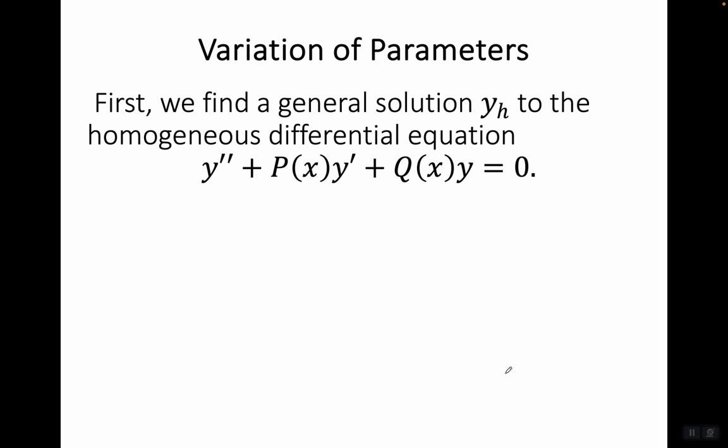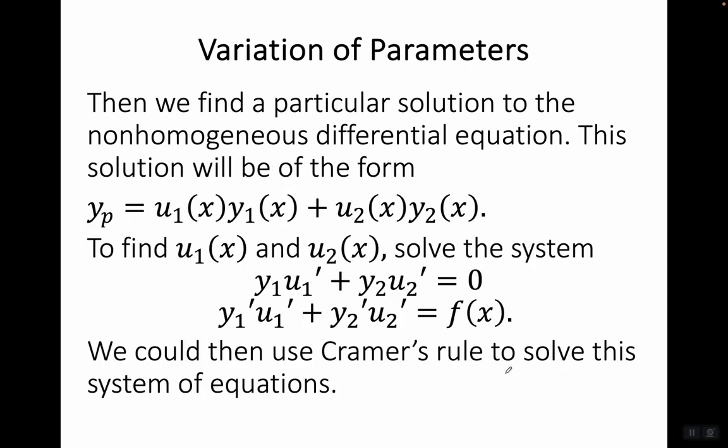First, we find a general solution y_h to the homogeneous differential equation y'' + p(x)y' + q(x)y = 0. We've done this before. Then we find a particular solution to the non-homogeneous differential equation. Now I warn you, it gets hairy, and I'm going to run through this quickly, but then we'll walk through it as we go through a problem, and you'll understand it once we go over a problem.